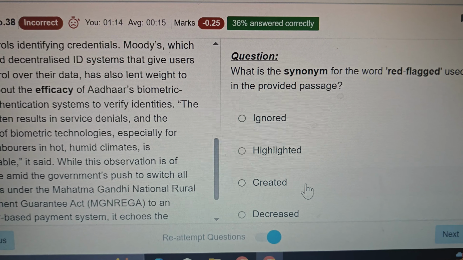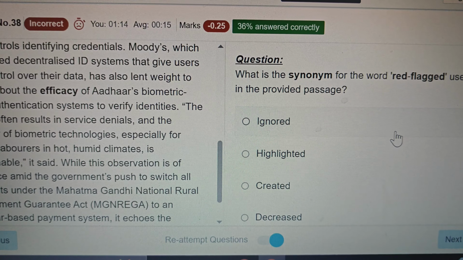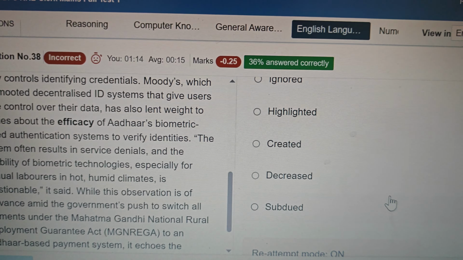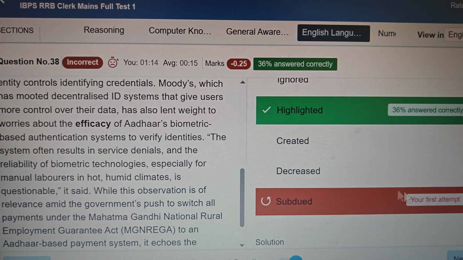Usually we see some reels coming on Instagram or YouTube, with boys or girls, red flag, green flag. They ask some questions like that, right? So I thought like that when I marked this one as the answer, but actually it was highlighted only. Okay, then the 38th one. Yes, this is the 38th one.